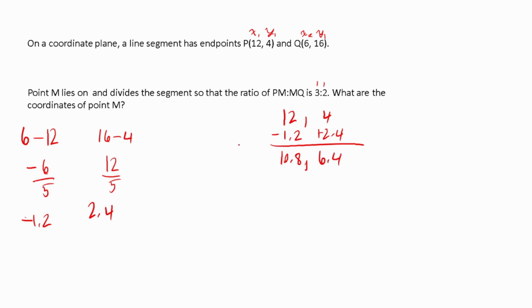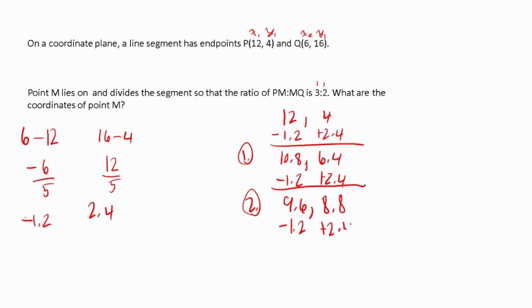So that's 1 time, right? So 1 time. We want to do it 3 times. We do it again, minus 1.2 plus 2.4. So I do minus 1.2, and that's going to give me 9.6, comma, add 2.4 to my y coordinate. That's going to give me 8.8. And that's my second time. And one more time we do it. So we do minus 1.2, add 2.4.